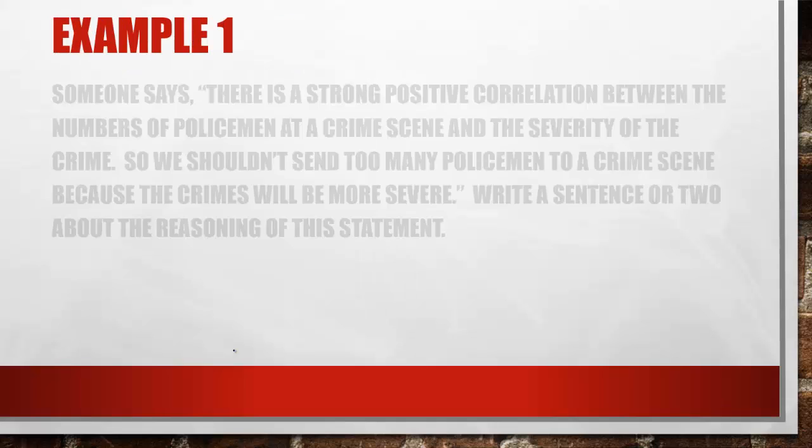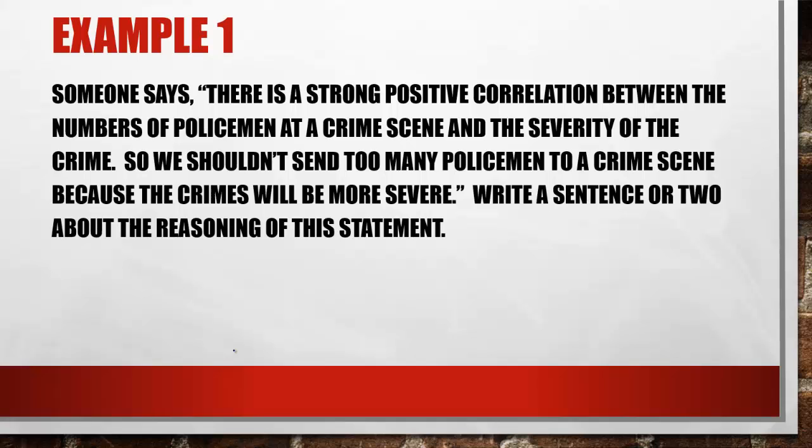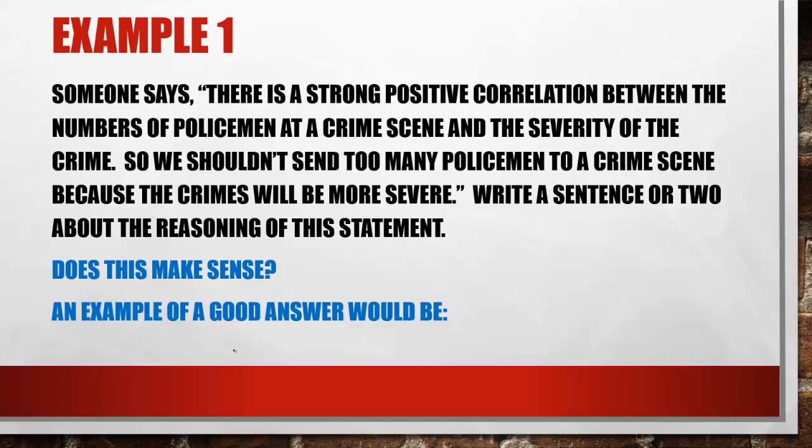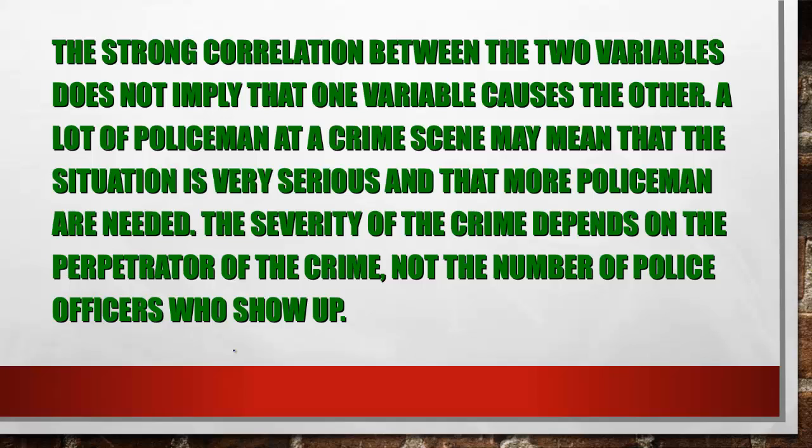All right, so let's take a look at this example. If someone says there's a strong positive correlation between the number of policemen at a crime scene and the severity of the crime, so we shouldn't send too many policemen to a crime scene because the crimes will be more severe. And you were asked to write a sentence or two about the reasoning of this statement. So first off, does this make sense? An example of a good answer for this would be: the strong correlation between the two variables does not imply that one variable causes the other.